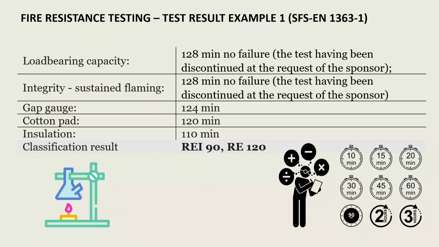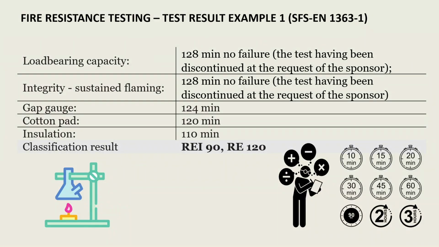This slide presents an example of fire resistance testing results according to the SFS EN 1363-1 standard. For load-bearing capacity, the test was discontinued at 128 minutes without failure. Similarly, for integrity and sustained flaming, there was no failure after 128 minutes when the test was stopped. Moreover, no gaps or openings occurred for 124 minutes. And for the cotton pad, the integrity criteria was maintained for 120 minutes. Lastly, the thermal insulation criteria was satisfied for 110 minutes.